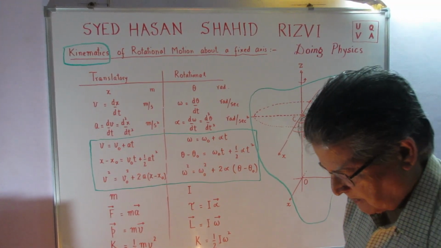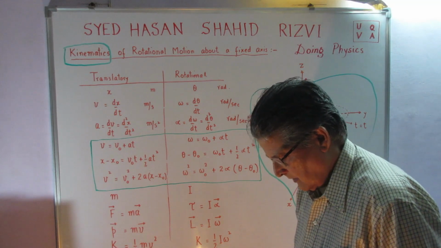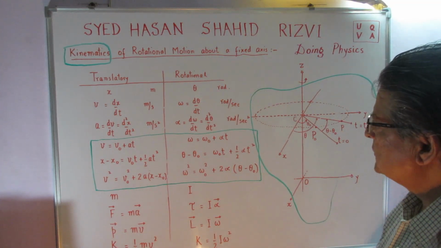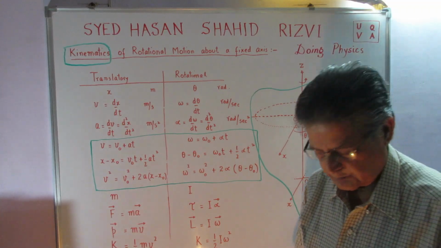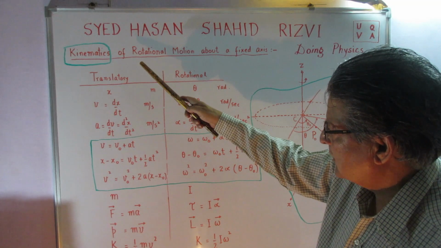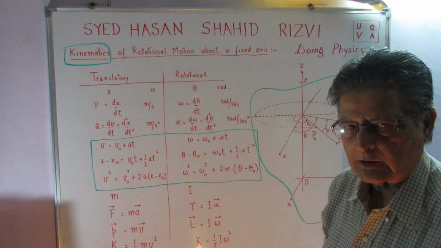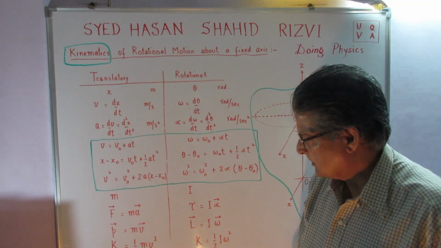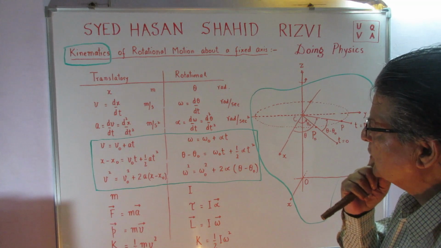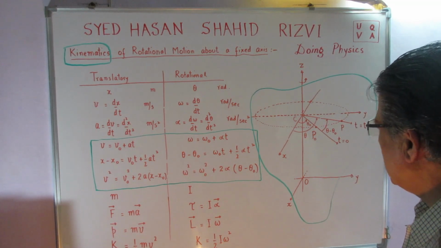So in this lecture, we will study the kinematics of rotational motion about a fixed axis and the analogues of the translational motion with the rotational motion. What are the various attributes, and comparatively, the attributes that we have in the rotational motion.